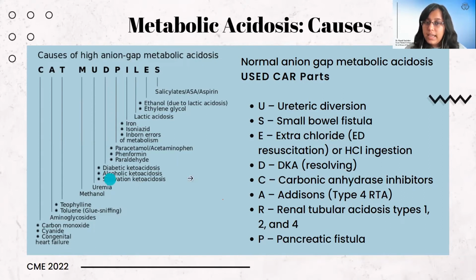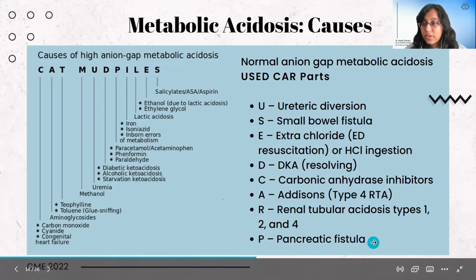Then you have DKA, alcoholic ketoacidosis, starvation, then paracetamol, iron, lactic acidosis, ethanol, salicylates. Salicylates are your aspirin. So again, in aspirin poisoning, you'll get high anion gap metabolic acidosis. Whereas you'll get normal anion gap metabolic acidosis in USED CARP, that is ureteric diversion, small bowel fistula, extra chloride, DKA, carbonic anhydrase inhibitors, Addison's disease, RTA, pancreatic fistula.